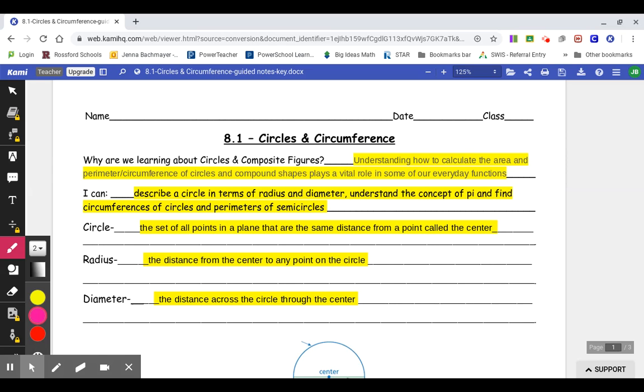Circle: the set of all points in a plane that are the same distance from a point called the center. Radius: the distance from the center to any point on the circle. And diameter: the distance across the circle through the center.